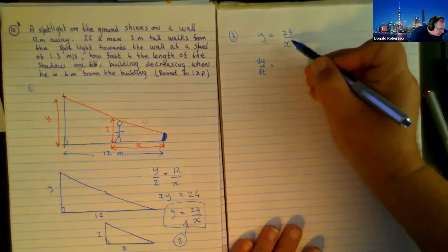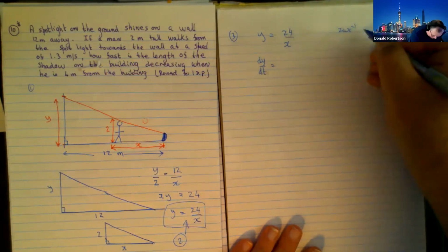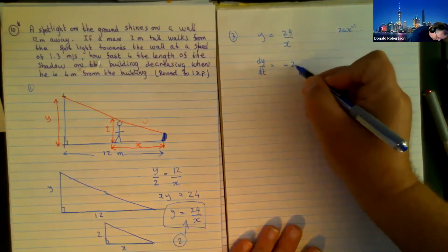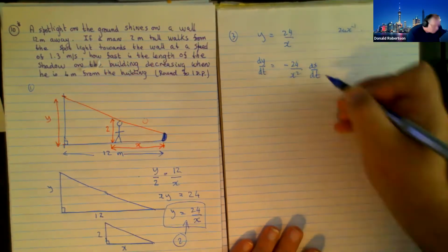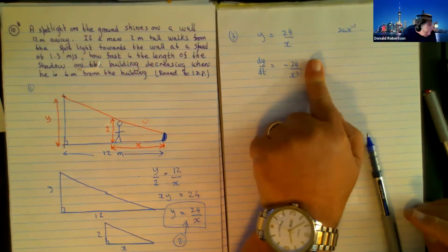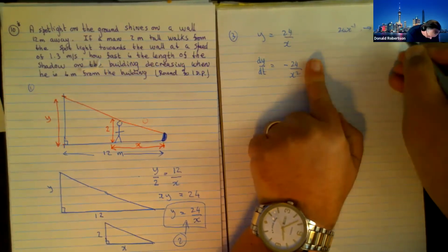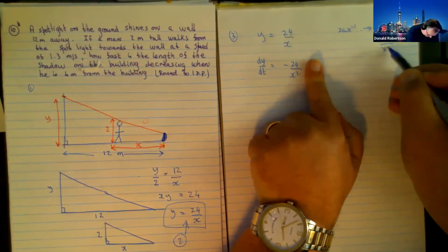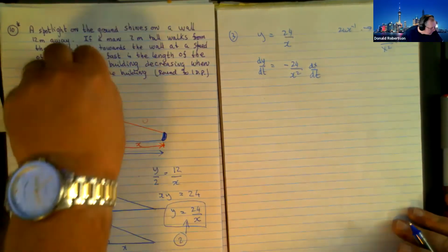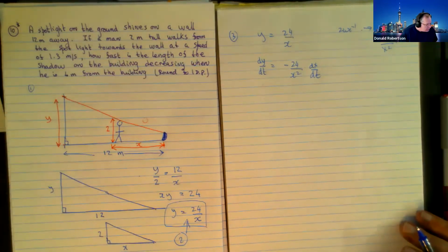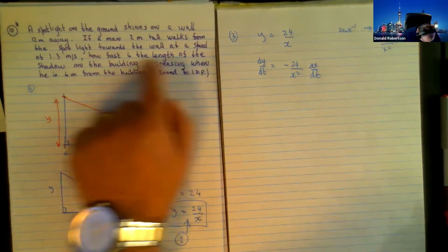If you want to differentiate this guy with respect to t, won't we have to differentiate that first and then finish with the dx by dt? So I'm cutting a lot of corners here, but are you happy that's what you would end up with? If you differentiate 24 over x, which is this guy, you get negative 24x to the negative 2, you get that bit. And then you finish with the dx by dt. So far, so good?